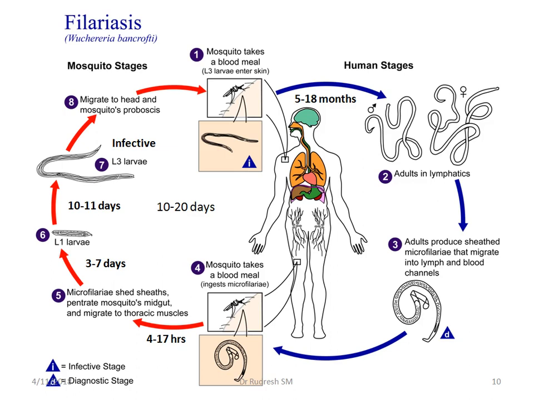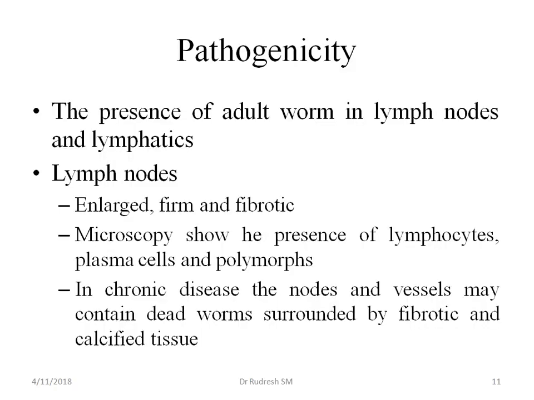Once the L3 larva is formed, it migrates to the head of the mosquito near the proboscis. One thing to remember is that only one microfilaria gives rise to one third stage larva. So the mosquito becomes infective, and once it bites a human being, the life cycle repeats.